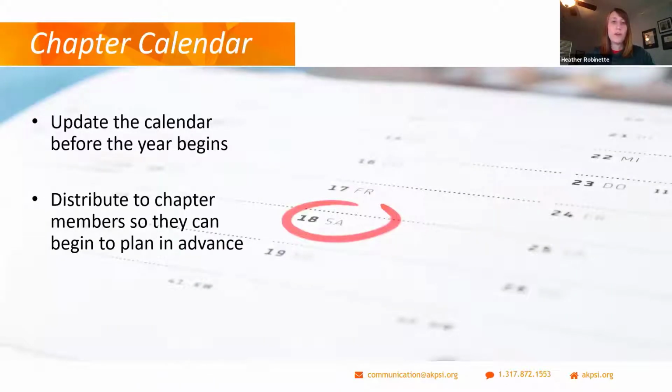And then moving on, next will be the calendar. So you should be creating a calendar at least for the upcoming semester, if not for the upcoming year. This should include all of your meetings, rituals, and any activities or events that you already know the dates for, or at least tentative dates. This allows you to provide a calendar for your chapter members, so they know what to plan around, especially for work, things like that. Being able to know ahead of time makes it a lot easier for them.